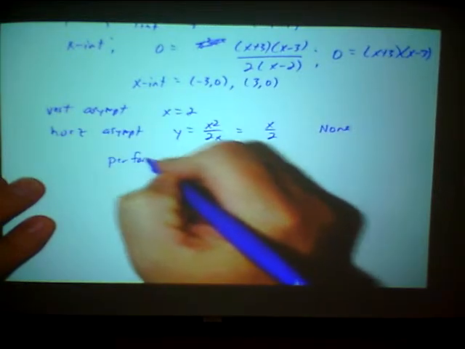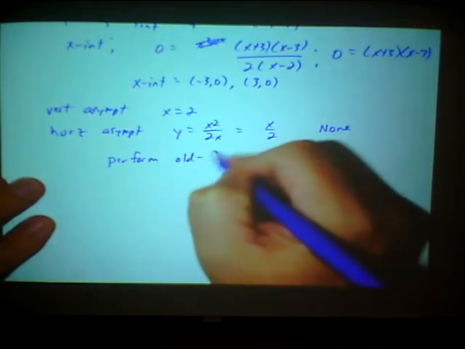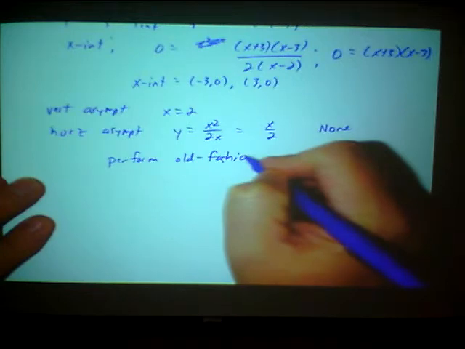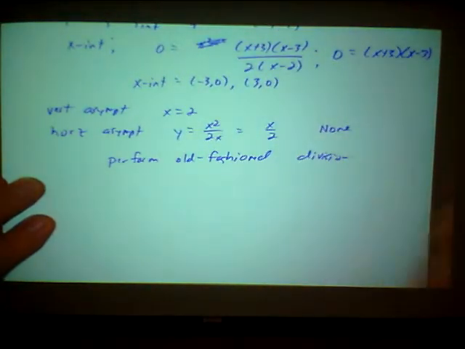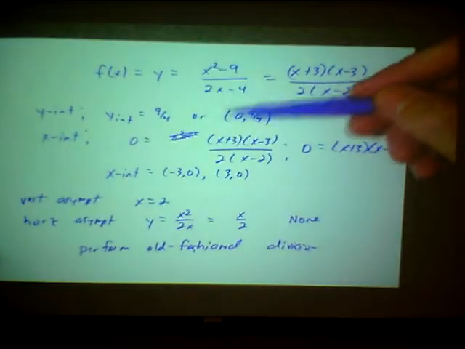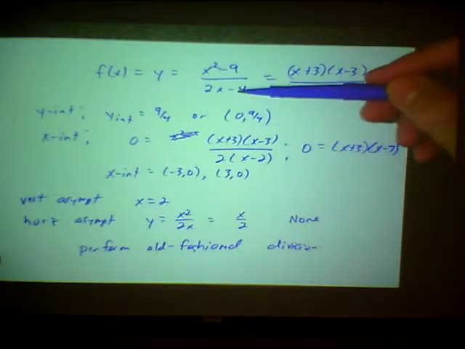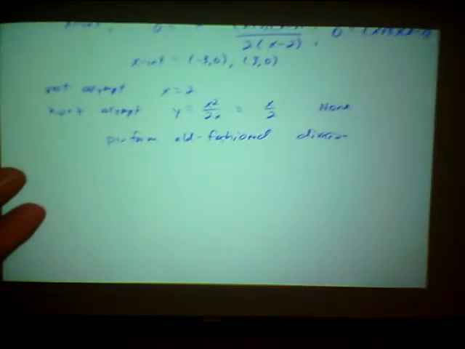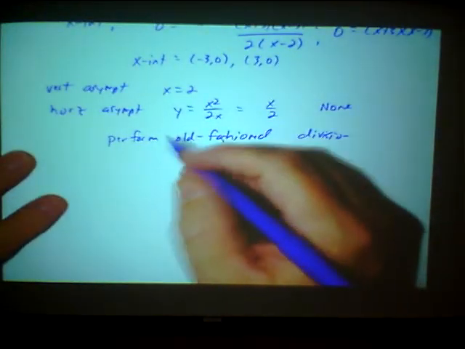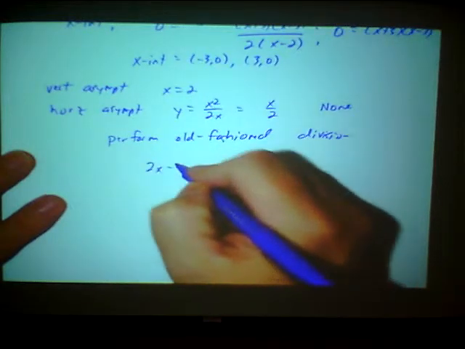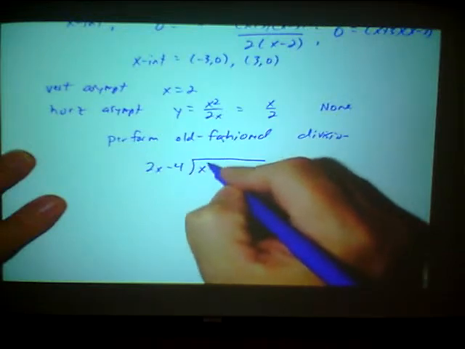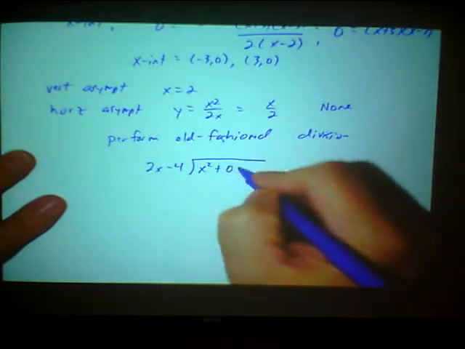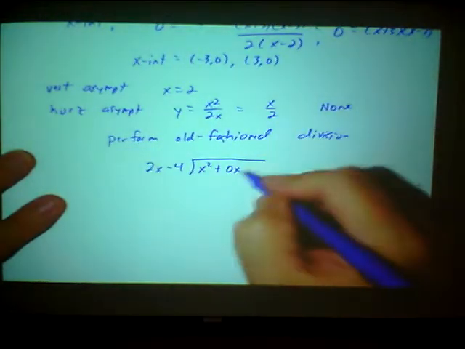We perform what I call old-fashioned division. I take my original problem, x squared minus 9 over 2x minus 4, and I write that out as old-fashioned division. Hopefully I'll remember how to do this. I've got to put my x term in here, so I call it 0x.